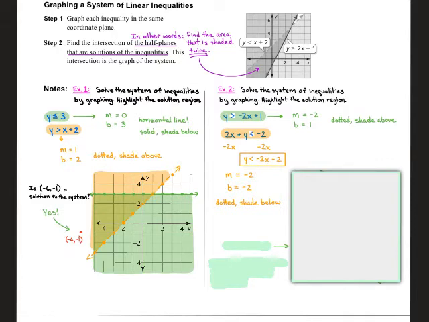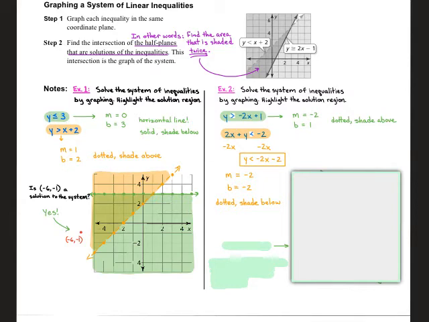The green equation, the one I have highlighted in green here, it's already in slope-intercept form, so our slope is -2, our y-intercept is +1, and because the sign is greater than, we're going to use a dotted boundary line, and we're going to shade above that boundary line, okay?